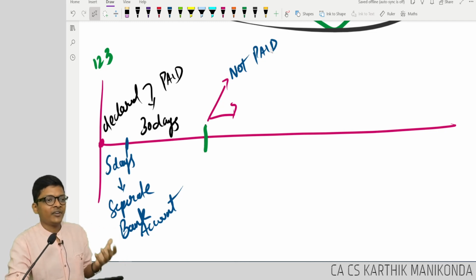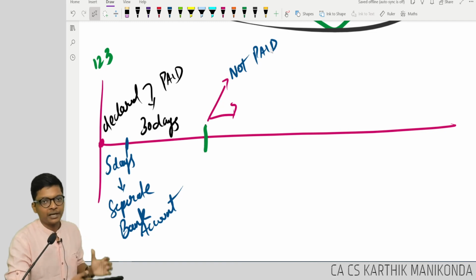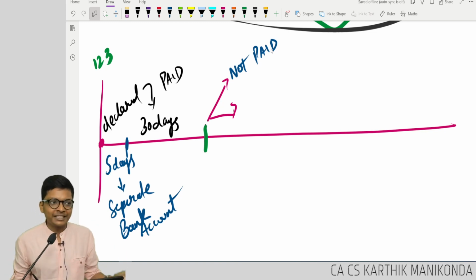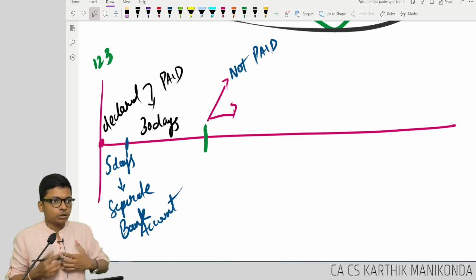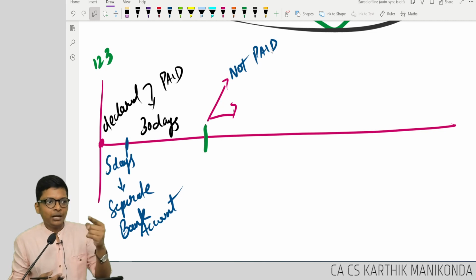COVID came, fire came, this came, that came. I don't care. Once you make a promise, you have to honor that. There is no way of taking the promise back. So once dividend is declared, it has to be paid within how many days? Guys, loudly. 30 days.